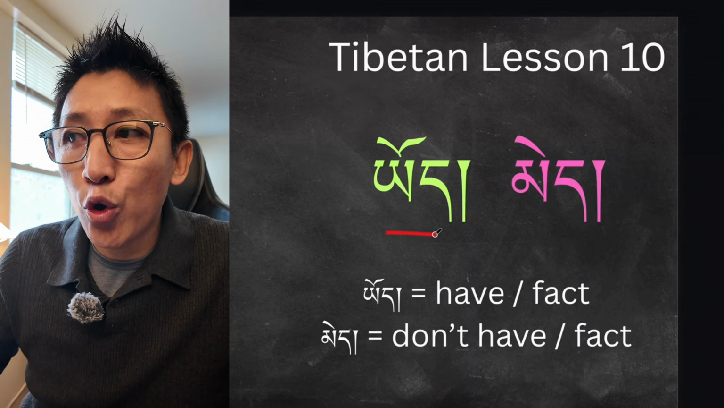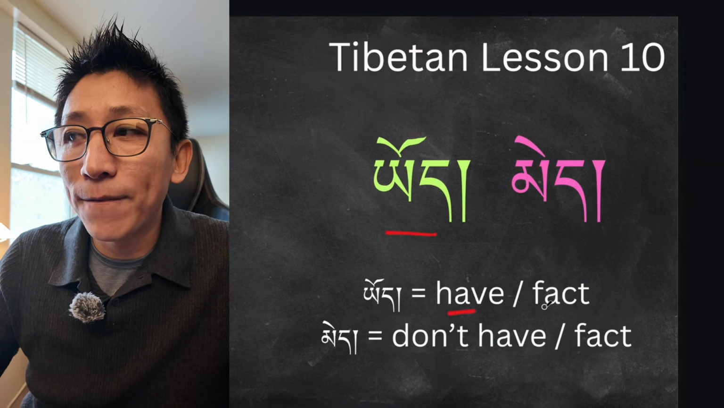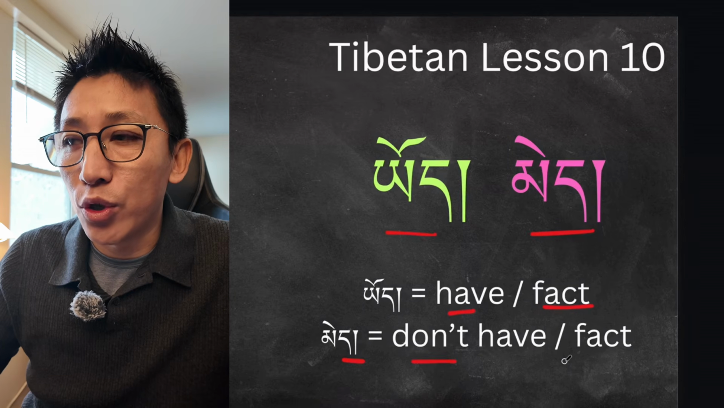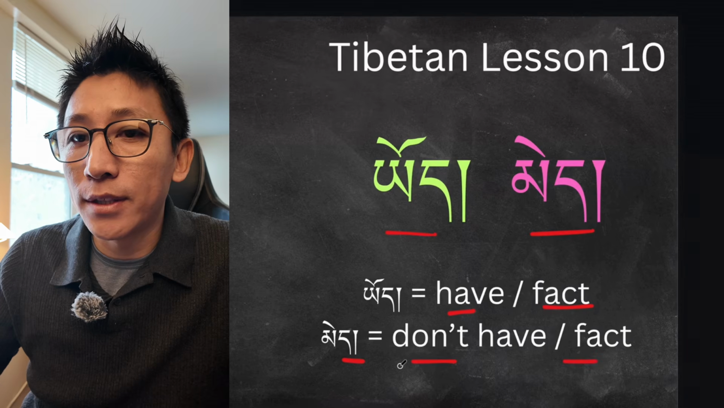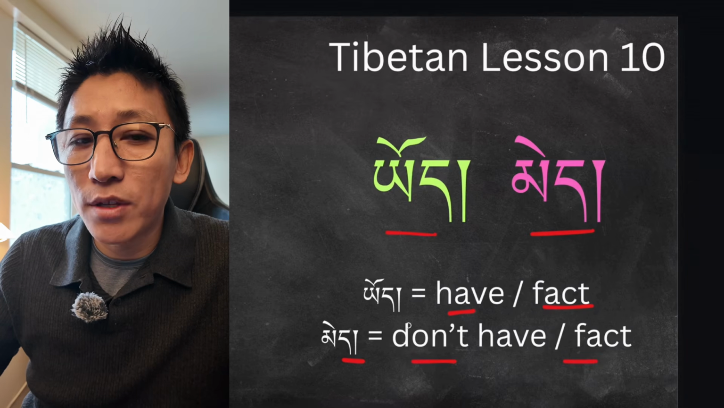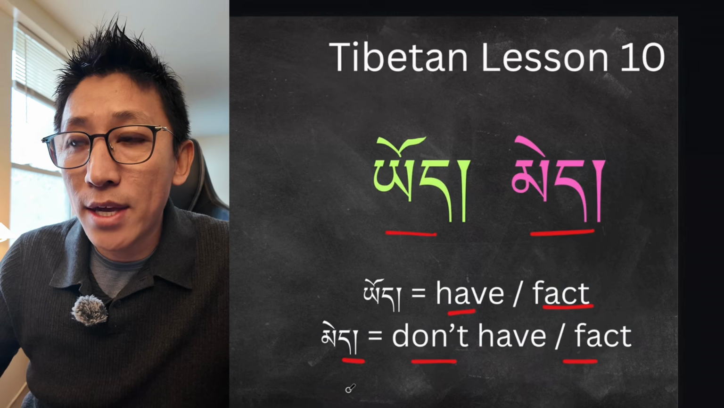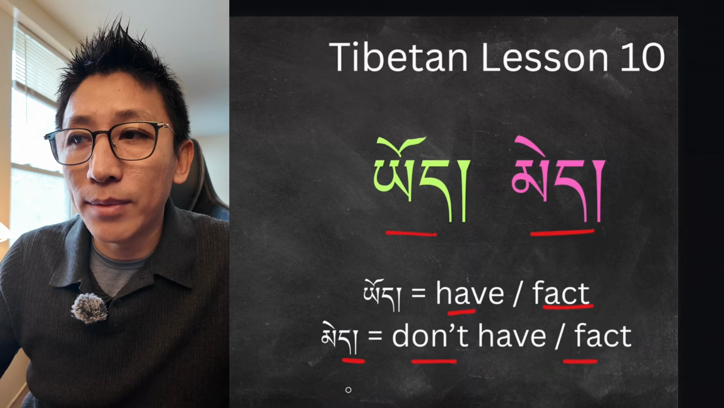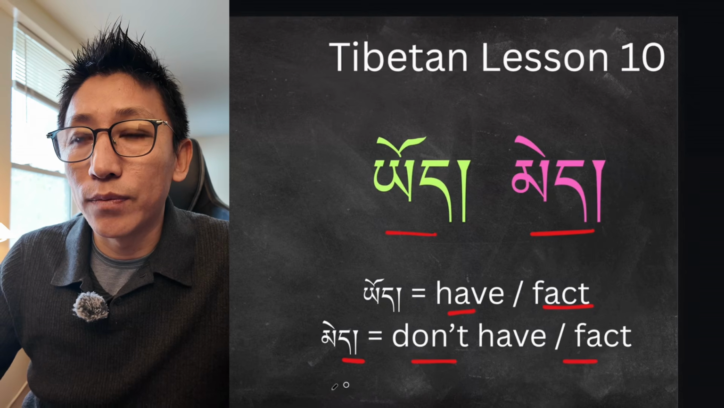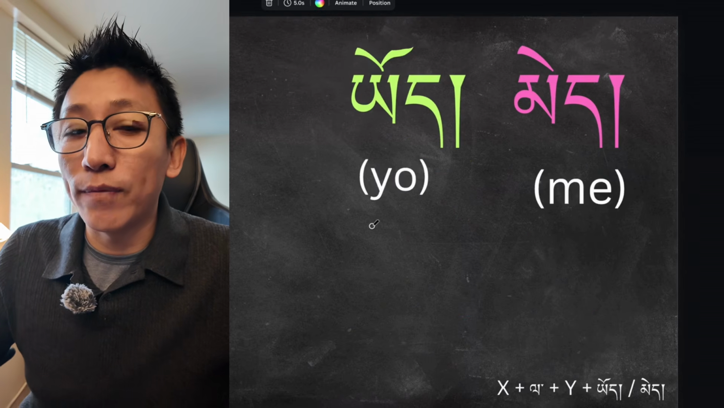So "yu" is usually used for have, and in facts. "Me" is used for don't have, and in facts. So "yu" and "me" are used in first person sentences, like I, we, for example, something you don't have, and in reality facts. So let's learn the pronunciation of the "yu".